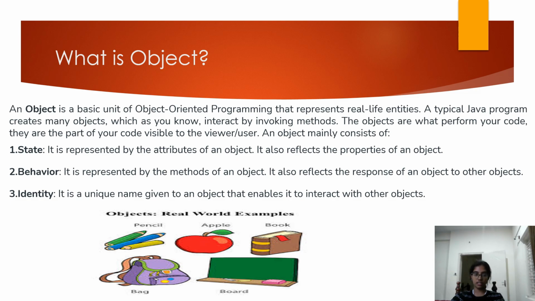The object mainly consists of state. It is represented by the attributes of an object. It also represents the properties of an object. Behavior: it is represented by the methods of an object. It also refers to the response of an object to other objects. Identity: it is a unique name given to an object that enables it to interact with other objects.